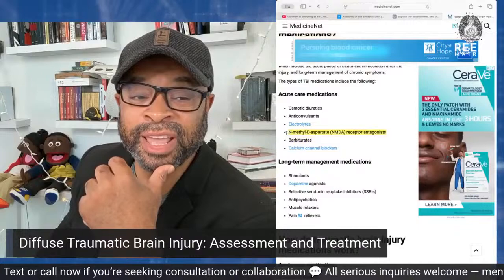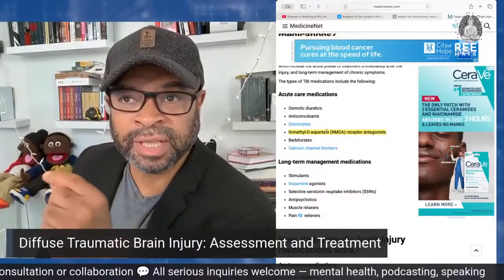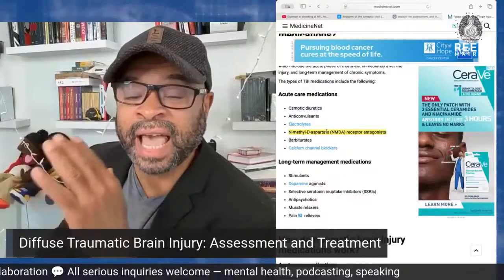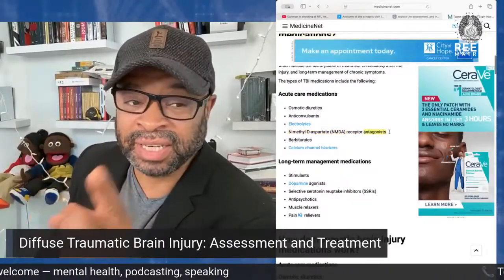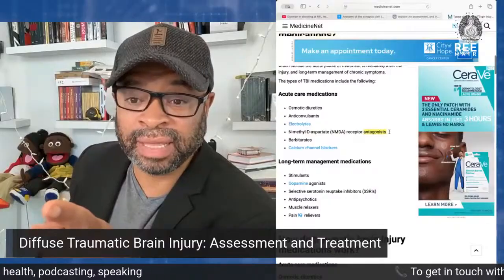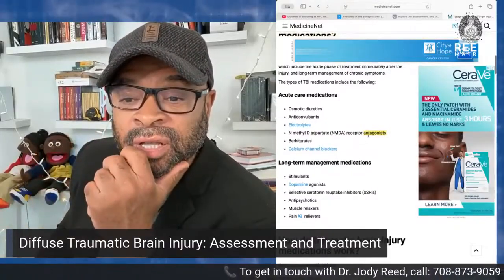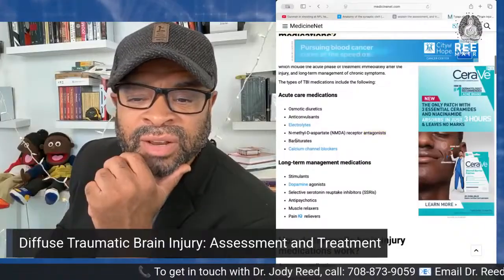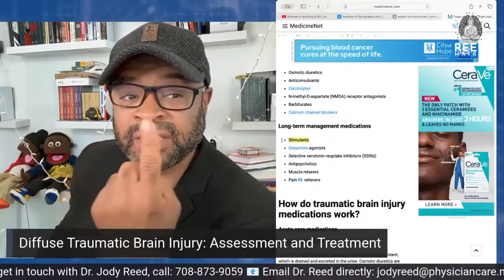NMDA receptor antagonist. NMDA is a type of glutamate receptor, and glutamate is excitatory. So they want to not use anything that's going to excite glutamate, because that's going to make it more hyper. We want to go with something that will reduce it. So barbiturates, I wouldn't use those. Long-term, managed stimulants, because you may need to stimulate the frontal lobe.